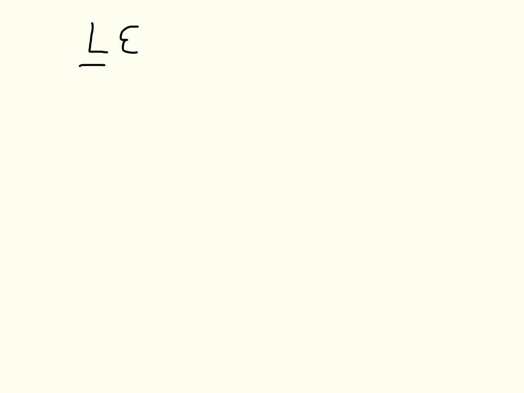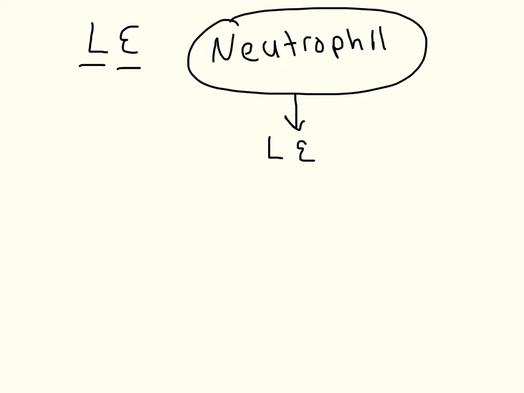We'll start by looking at leukocyte esterase. This specifically identifies the presence of a neutrophil. A neutrophil will secrete leukocyte esterase. This is great. Neutrophils there indicates an infection. So how do we know if the neutrophil's there? We test to see if leukocyte esterase is there.